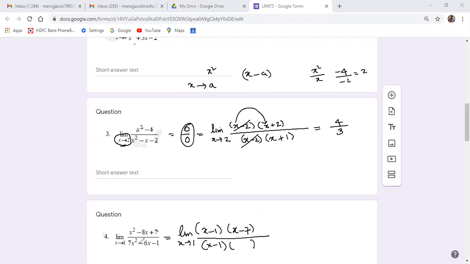Now tell me, 7x squared divided by x, how much does it become? 7x. Minus 1 divided by minus 1 is plus 1. Understood the method? Yes, sir.